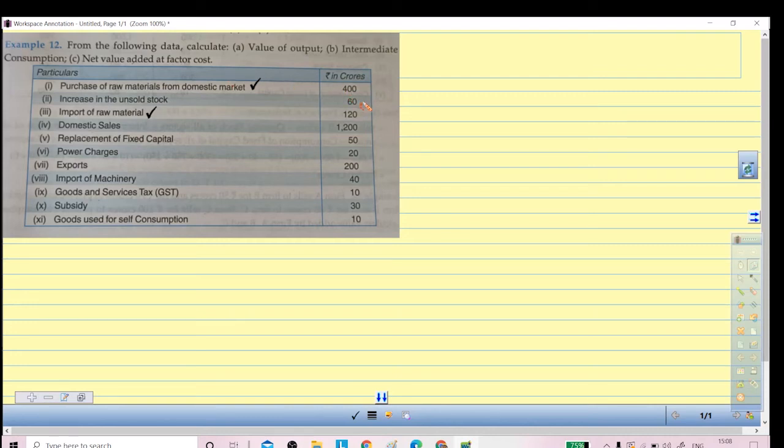And increase in unsold stock. This stands for change in stock. Then domestic sales. We know that sales is the sum of domestic sales and export. Sales is equal to domestic sales and export.